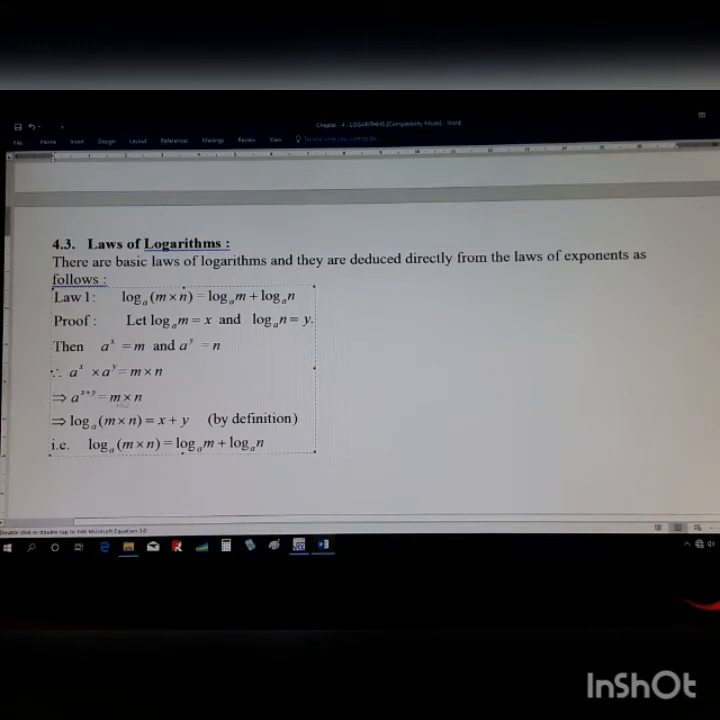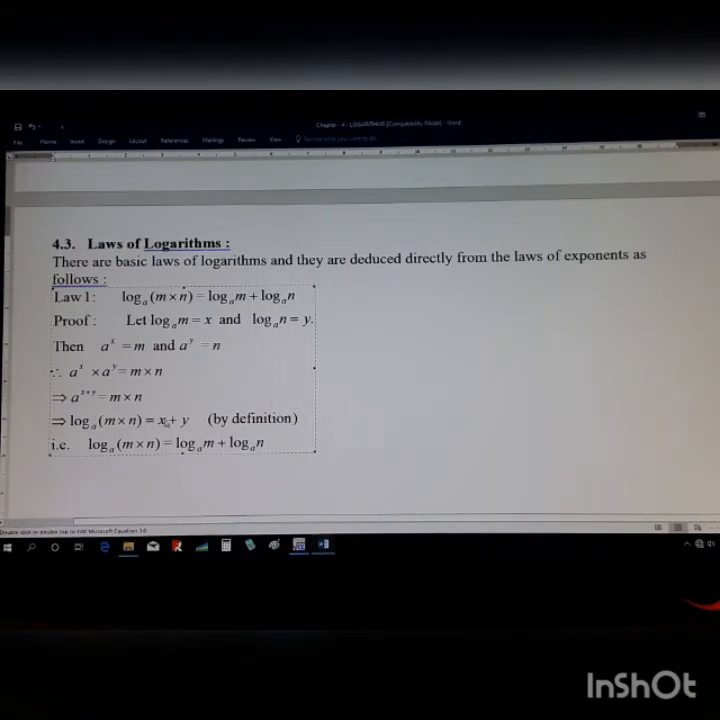Then this exponential form is just converted into logarithmic form. So that means log of m into n, base a, equals what? The power is here. This is by the definition of logarithm.